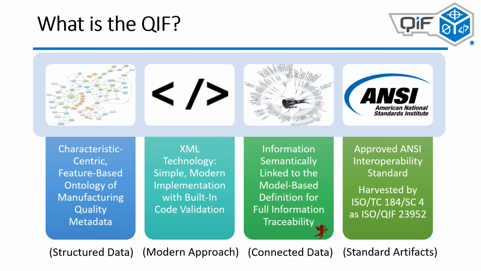And then the fourth area is standardization, standard artifacts. The QIF consists of a schema artifact that is standardized and a human-readable English document that describes that schema and how you implement it. And so both of those together are the QIF standard. And as I mentioned before, it is an ANSI interoperability standard. And as I mentioned before, it is in the latter stages of becoming an ISO QIF standard, 23952.